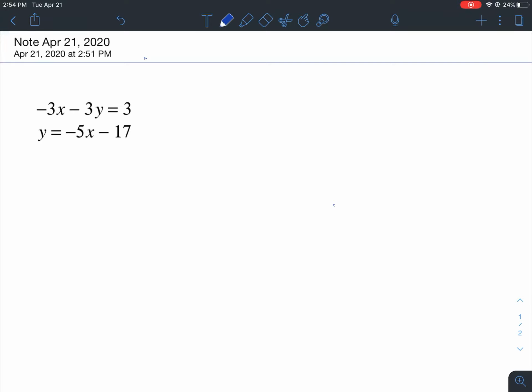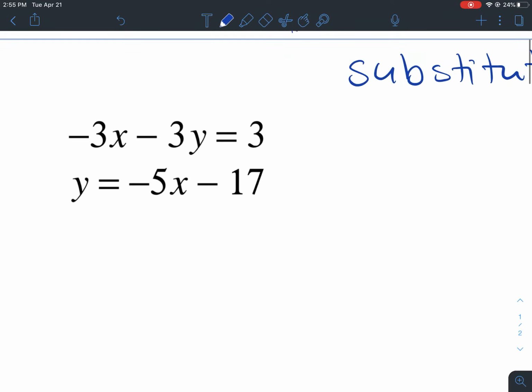Now, this first one you have, the y is isolated, which means that the y is by itself. And if you look at this first one I have here, the y is by itself. So when a variable is isolated and by itself to begin with, I would recommend using substitution. And all that means is you already have a variable all by itself, which makes it easier to go ahead and substitute that variable in.